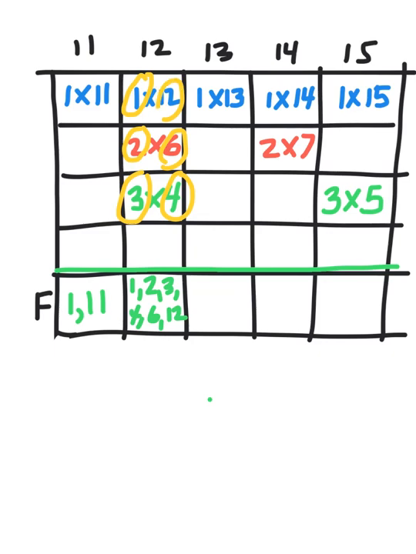Let's list the factors for 13 now. 1, 13. That's all. And the factors for 14, 1, 2, 7, and then I can't fit any more there, so I'm going to write 14 in the bottom row. And then our factors for 15, 1, 3, 5, and 15. And there's our list of factors for all the products 11 through 15. Now on the next page, we're going to do our factors for 16 through 20. And then we're going to learn about prime numbers.